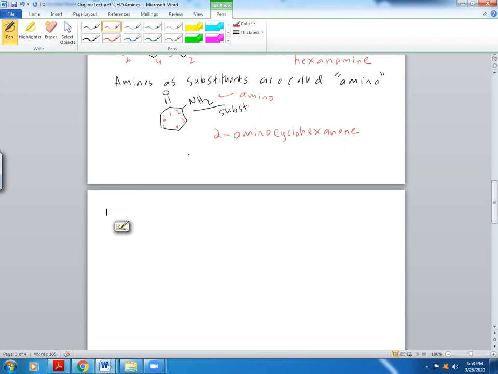The question is how do you actually name them? How do you name them if you have a tertiary as a name? So okay, here's an example. Okay, I have to use black so you can see it.